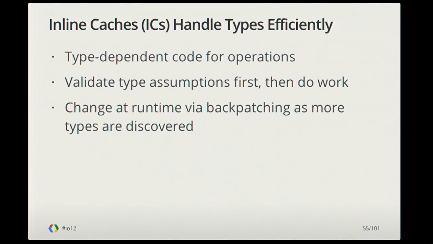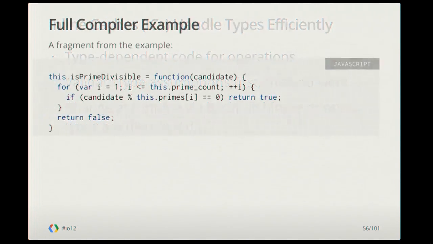And at runtime, if different types are seen than what are expected, then through backpatching, the code is changed to use new specialized code for the new types that are seen. I'll give you an example of how that works. Here's a fragment from the code example at the beginning, the prime number generator.